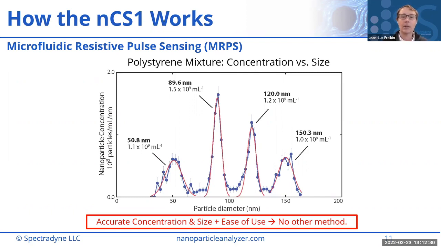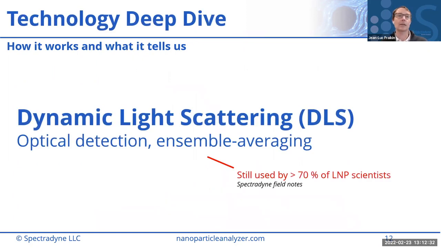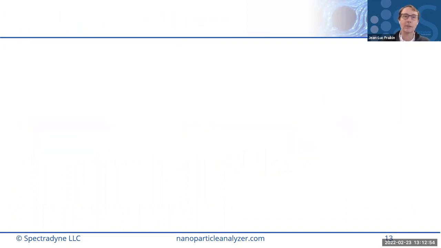Okay, so we've now reviewed, at a high level, what is available for technology commonly used for nanoparticle analysis. Let's dig in more deeply, starting with dynamic light scattering. So this technology, as I mentioned, in our experience in the field, is still used by the vast majority of nanomedicine scientists. And so it's important to understand how it's working and what kind of information it's okay to extract from this. So dynamic light scattering is an optical detection, and it's ensemble averaging.